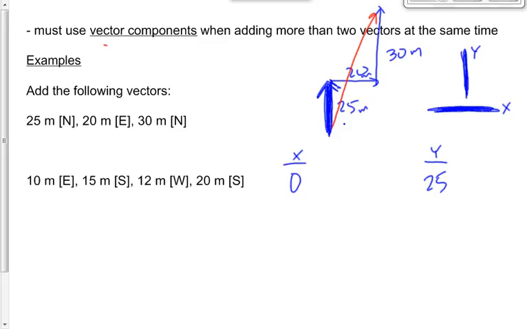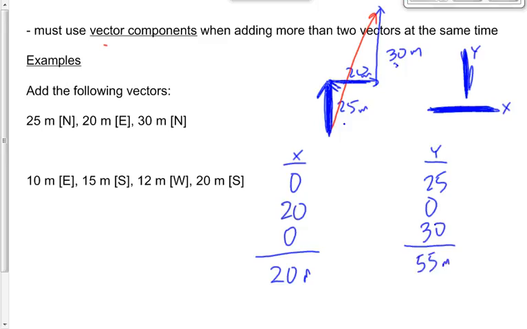How much of that 20 is on the x-axis? 20. How much of that 20 is on the y-axis? 0. That making sense so far? Yeah. All right, what about the third one? 30 meters. How much of that is on the x-axis? None. How much is on the y-axis? Now, let's add these up. I get 0 plus 20 plus 0 is 20 meters. 25 plus 0 plus 30 is 55 meters.